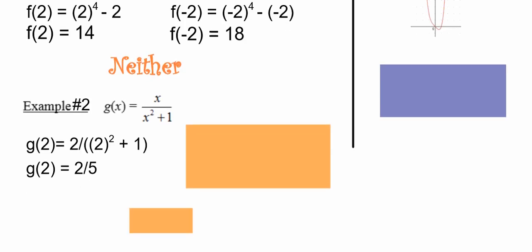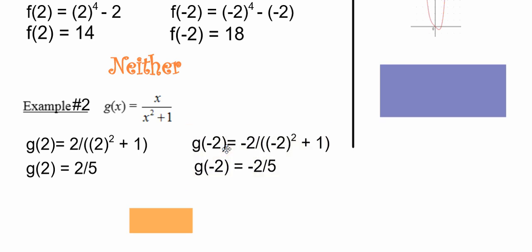So this time we're going to do the same thing. We're going to plug negative 2 in, and we'll see what we get. So when we plug negative 2 in, something special happens. We don't quite get the same answer, but we get the negative of the answer. See how 2/5 and negative 2/5 are the exact opposite of each other? When that happens, we say we have an odd function.